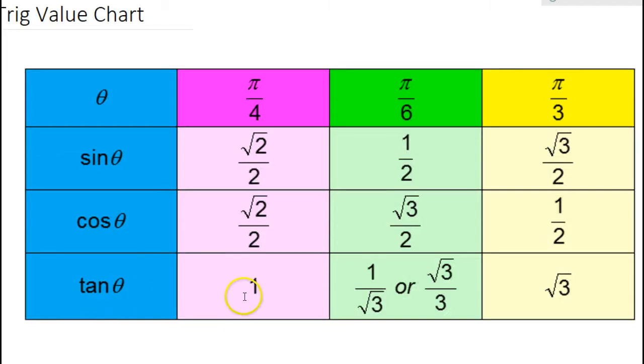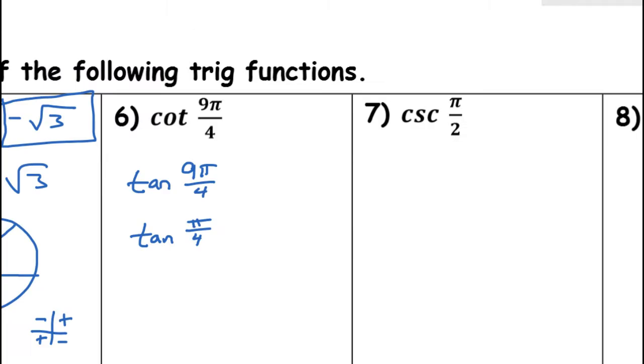Now you should have memorized that the tangent of pi over 4 is 1. So since the tangent of pi over 4 is 1, the tangent of 9 pi over 4 is either going to be 1 or negative 1. And that just depends on the quadrant. Okay, so here's a little sketch of pi over 4s. And I encourage you to picture this in your mind instead of drawing it every time.